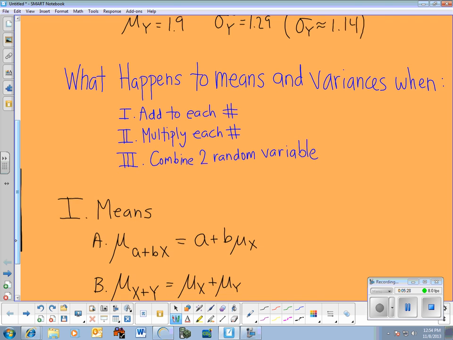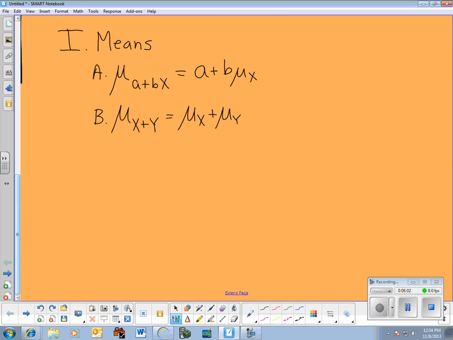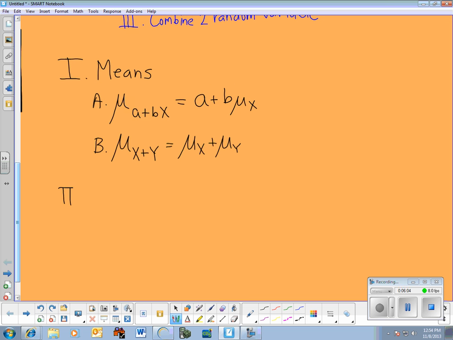So these mean rules make a lot of sense, right? If you add to the numbers, you add to the average. If you multiply each number, then you multiply the average. If we create a new random variable, let's say we identified Z as the random variable, total movies watched on either Redbox or Netflix, then the average value of Z would be the averages of X and Y added together. So those just make sense. The ones for variance are a little more complicated.